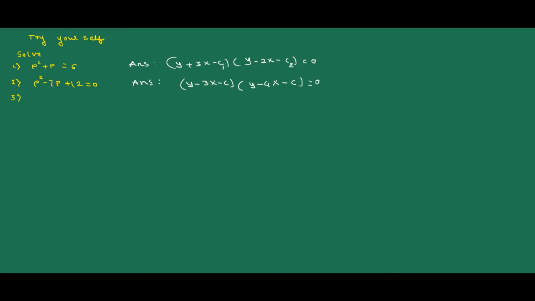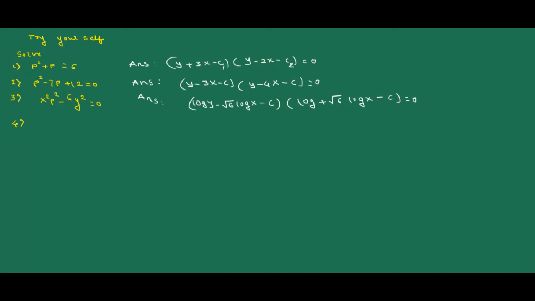Third example, solve x square p square minus 6y square is equal to 0, and its solution is log y minus root 6 into log x minus c into log y plus root 6 into log x minus c is equal to 0.